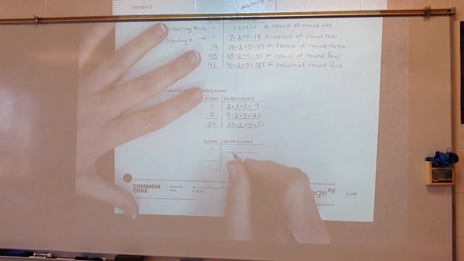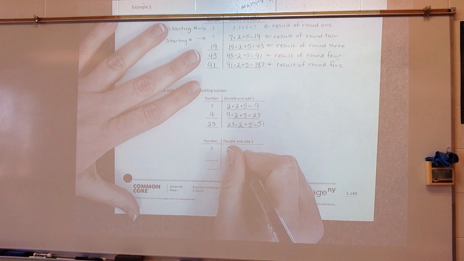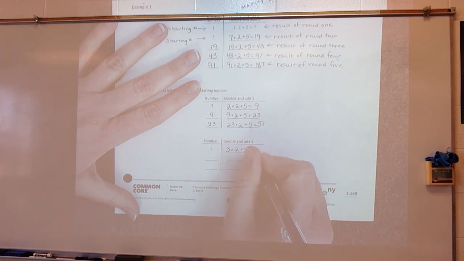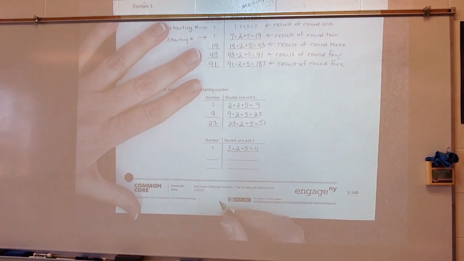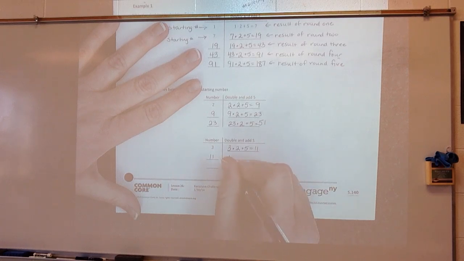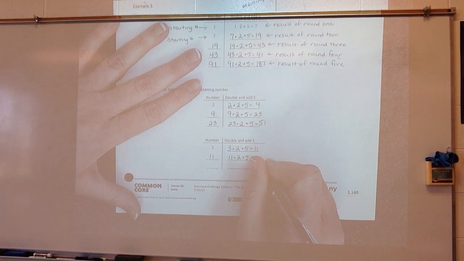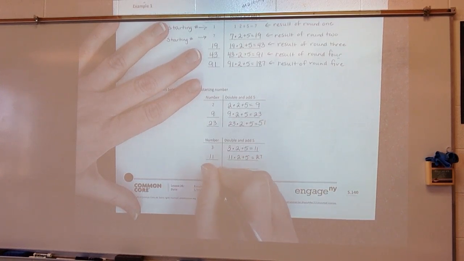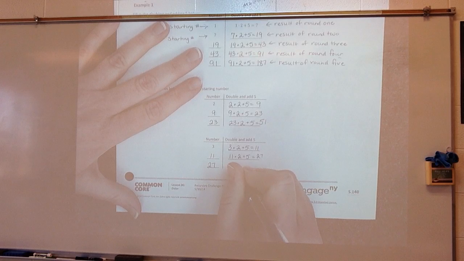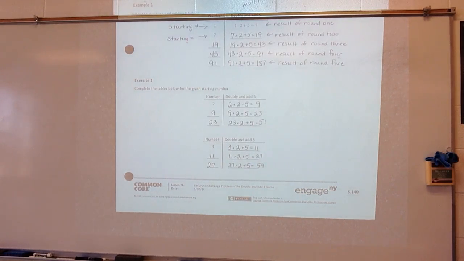My starting number here is 3. So 3 double and add 5. So I get 11. 11 double and add 5. So I get 27. Take 27 and double and add 5. And I get 59, which is what you should have for the second.